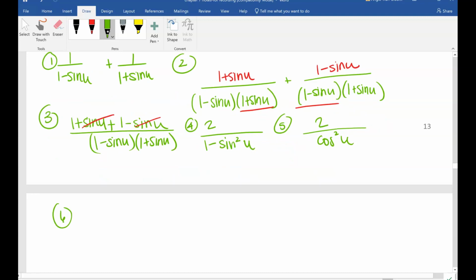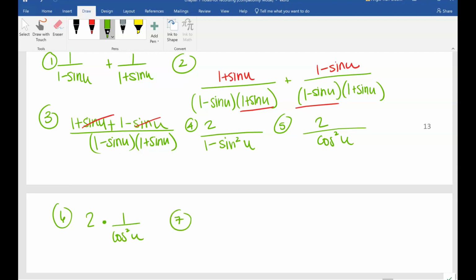If you can, try to go all the way until you cannot have fractions anymore. So that's really 2 times 1 over cosine square of u. Step number 7, that's really 2 times the reciprocal of cosine, which is secant square. And that is as simple as you can go. Initial, yeah, that means it's a success.